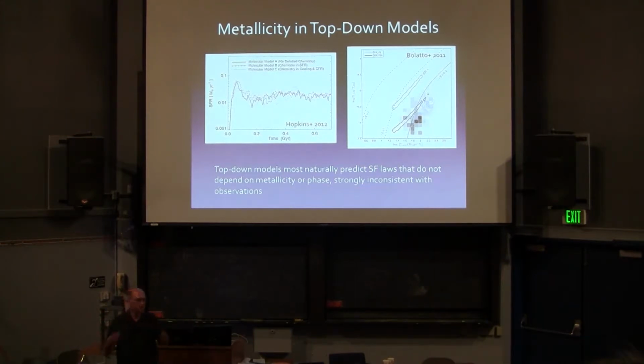And again, this is because ultimately what's controlling the star formation rate is the rate at which you have to blow up the ISM to keep it from collapsing. And so who cares what phase it's in? Its weight is independent of its phase.